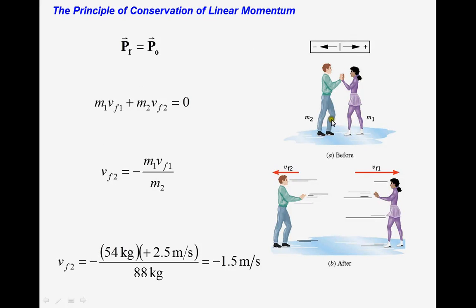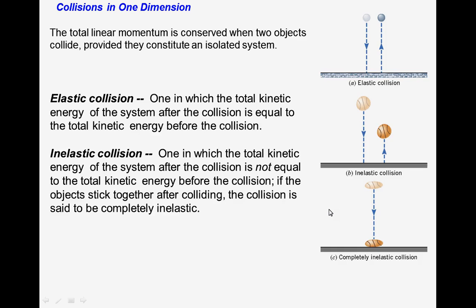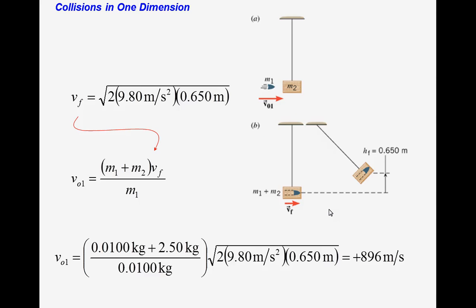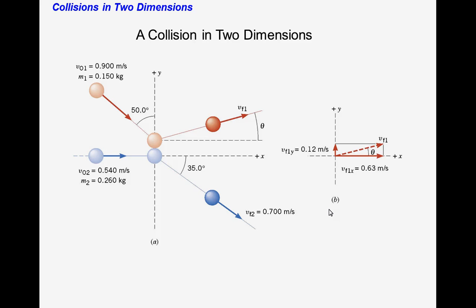This would be an explosive event. The initial momentum is zero, the final momentum is zero. The initial kinetic energy is zero, the final kinetic energy, because there's no negative kinetic energy, is much bigger than it was initially. That's an explosion. When you have fireworks or something exploding, that's an explosive event.